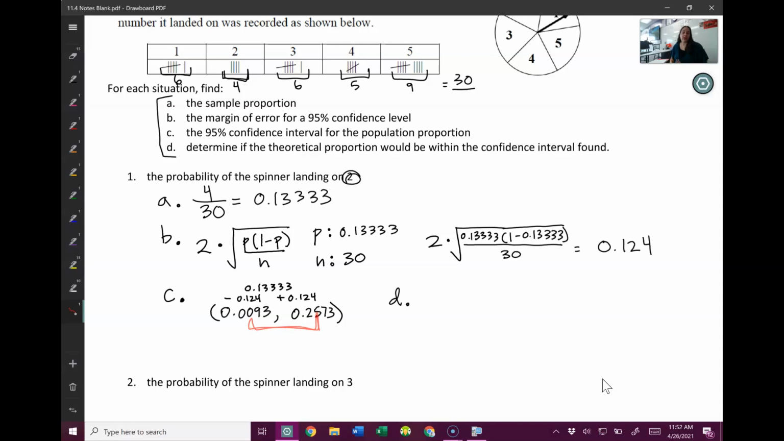And we can actually see if that's right, because the true chances of spinning a 2 are going to be 1 out of 5. So the true chances of spinning a 2 is 1/5 or 0.2. Is that true proportion in our confidence interval? Yes. And that is D. Determine if the theoretical proportion, that 0.2, would be in the confidence interval I found. Yes, it is inside that interval. So this time it worked. My true proportion, 0.2, does lie in the interval that I made.